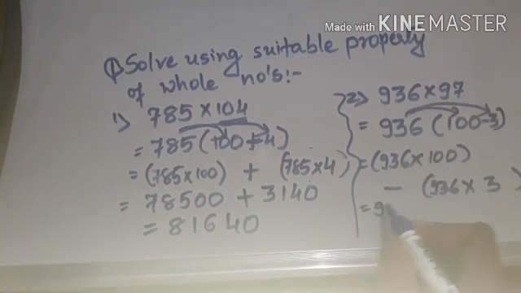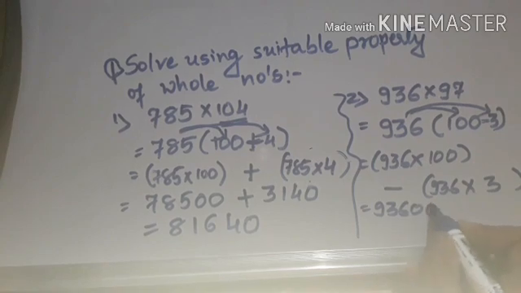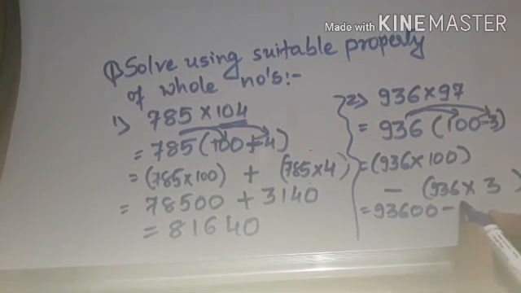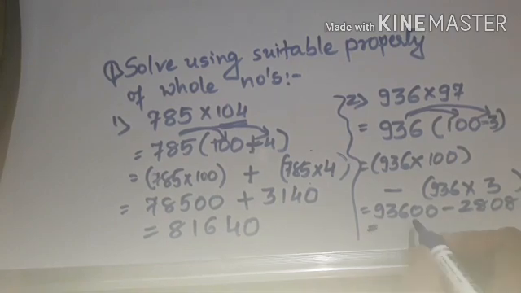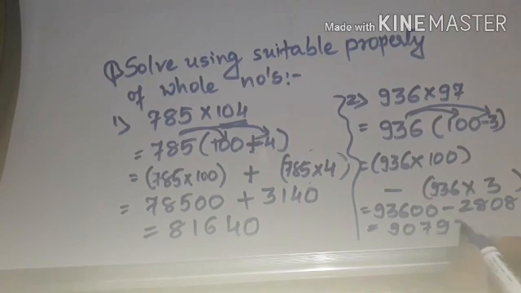So here you will have 93600 minus 2808. So when you subtract, you will have 90792.